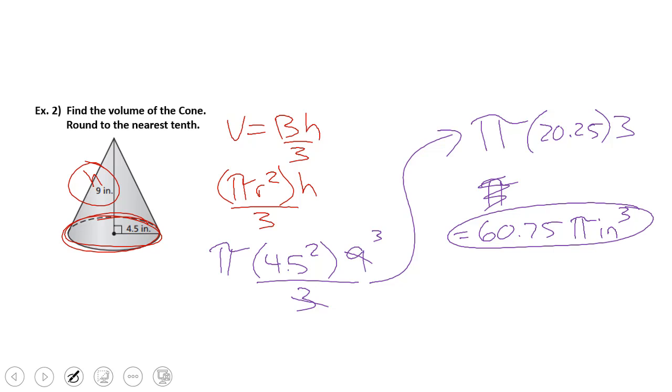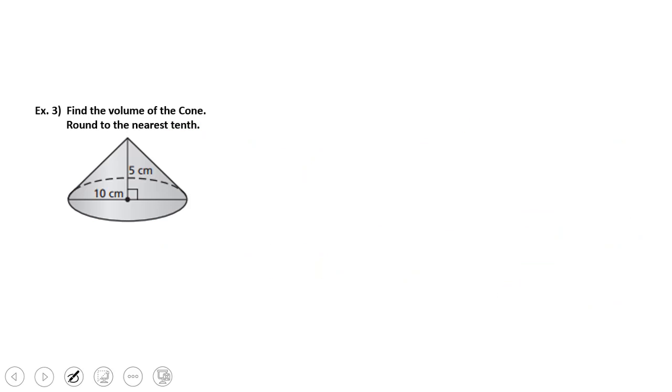And then when I multiply that by 3.14, I get 190.755. Rounding that to the nearest tenth for our final answer would be 190.8 inches cubed. Of course, if you left your answer in terms of pi rounded to the nearest tenth, you would have said 60.8. But I'm not going to round it until I get to my final answer. Very good. Well, we're going to continue on.